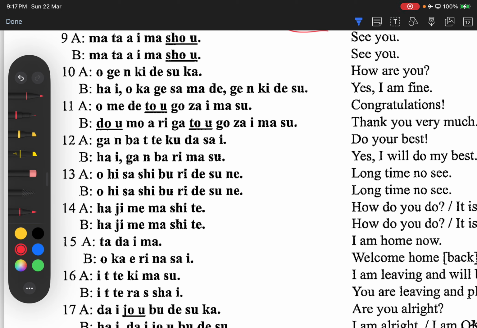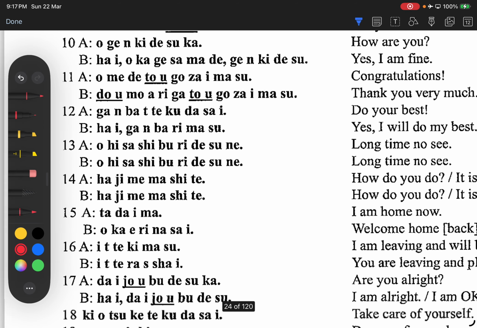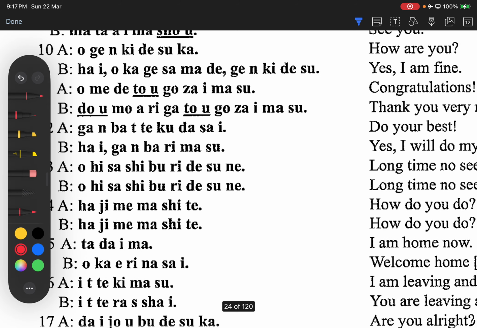Number 12. 頑張ってください. So the ください at the back is just please. In Chinese we say 請. 頑張って you probably know is 加油. So please 加油, which means please work harder. Please do your best, please work harder.